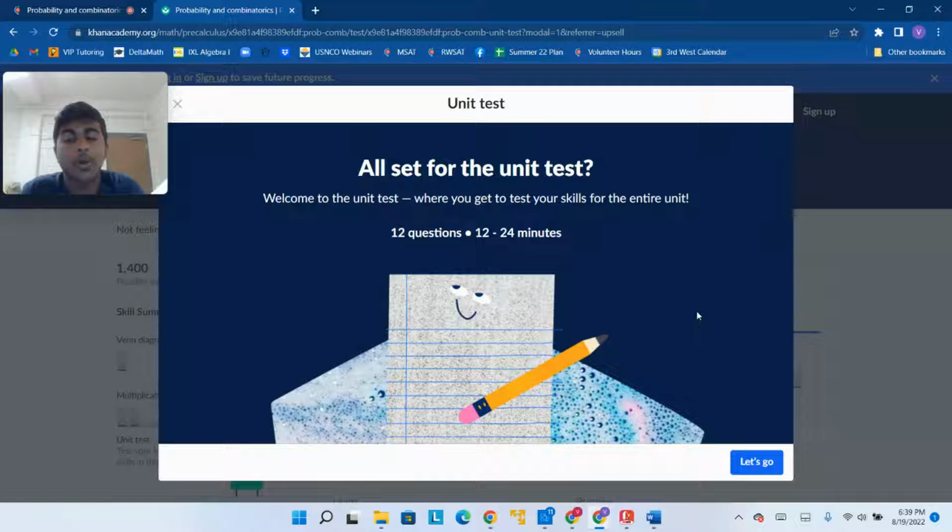As always, we're going to be going through all of the questions in this entire unit test to help you understand how to approach and solve these questions.